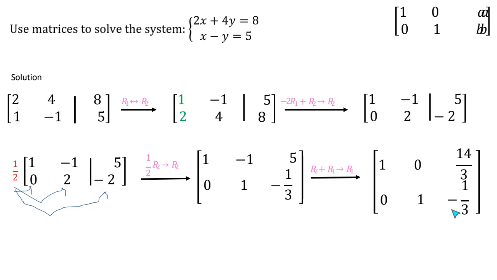So why is it important to end up with this? Well, now if we rewrite this, then we see that x is equal to 14/3. And then this should say y is equal to -1/3. Okay, so let me go ahead and just fix that. X is equal to 14/3 and y is equal to -1/3.